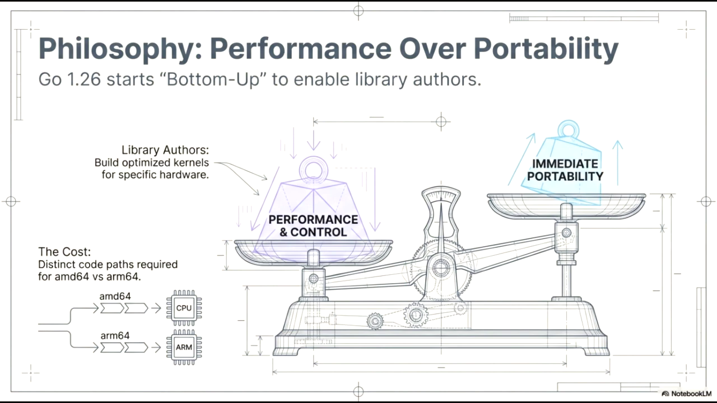This level of optimization requires a deliberate trade-off. It necessitates maintaining distinct code paths for different architectures, such as AMD64 and ARM64. While this moves away from immediate, universal portability, it empowers developers to unlock the full potential of the underlying hardware for their most demanding applications.